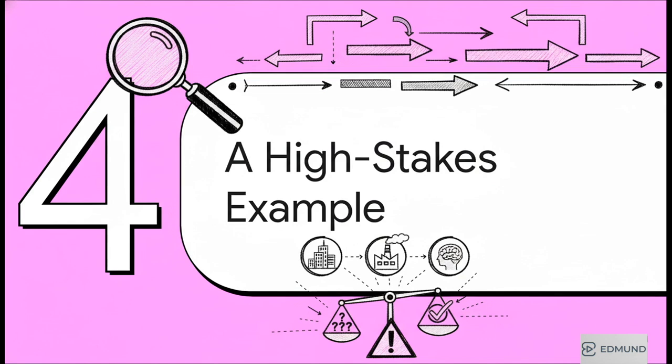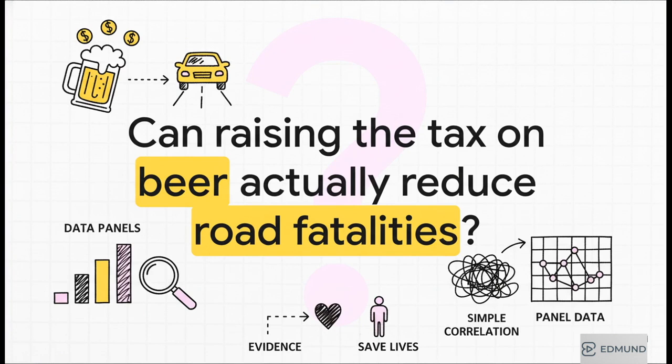Okay, so this isn't just some abstract academic idea. Let's make this super concrete, because this method is used to answer really vital, real-world questions where the answers have some pretty serious consequences. How about this one? Can raising the tax on beer actually reduce traffic deaths? I mean, that's a huge policy question where finding the right, fact-based evidence could literally save lives. Just looking at a simple correlation might totally mislead us, but panel data can give us a much clearer picture.